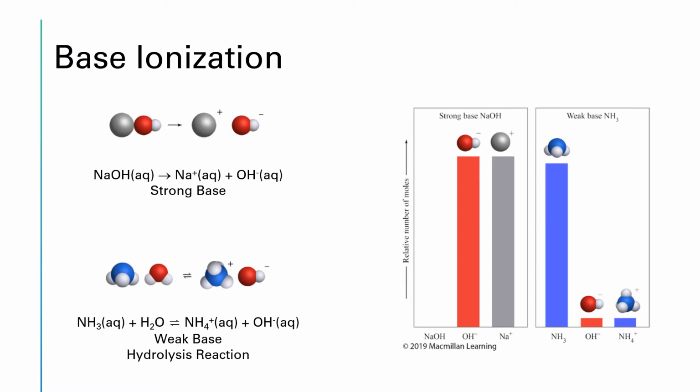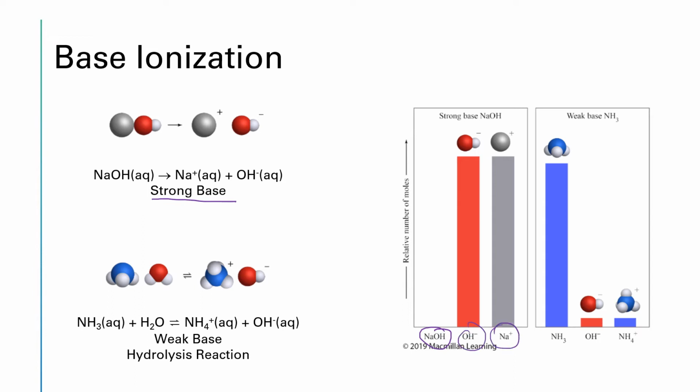We can have a very similar slide for a base ionization. Something like sodium hydroxide is going to be a strong base. When sodium hydroxide hits water, the sodium ion and the hydroxide ion will separate from one another. And so if we look over at the first diagram, notice down here where it's showing sodium hydroxide, there is no bar because it doesn't exist. It's completely separated. And so we have 100% sodium ions and hydroxide ions.